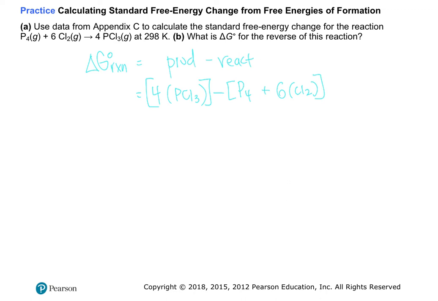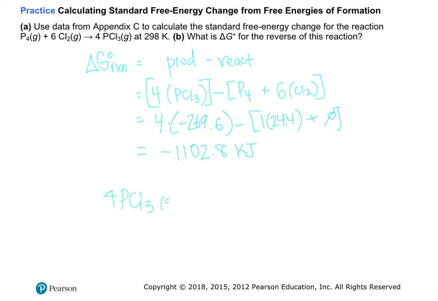So when I look up those values in the book, I get 4 times phosphorus chloride, which is negative 269.6 kilojoules per mole, minus phosphorus P4 gas, which is 24.4 kilojoules. There's only one of them, so 1 times 24.4 kilojoules, plus 6 chlorine, and chlorine is 0, so we don't have to add that. So when we do this math, we get a value of negative 1102.8 kilojoules.